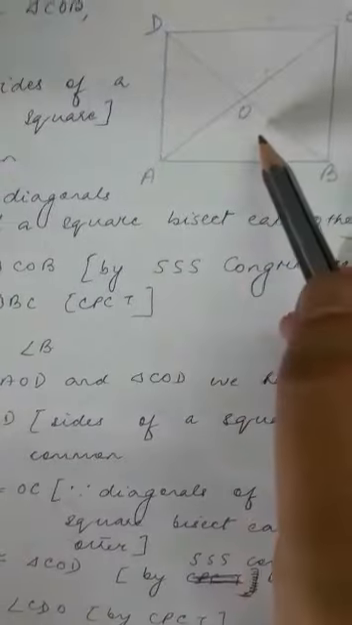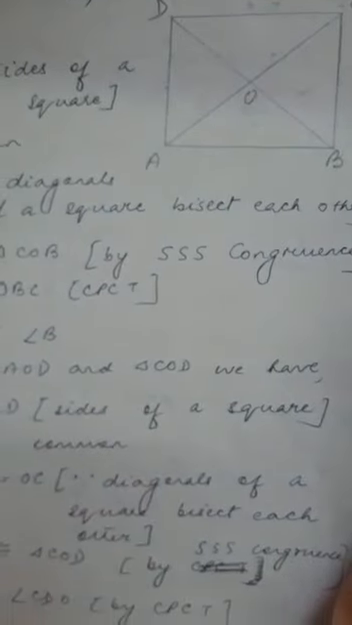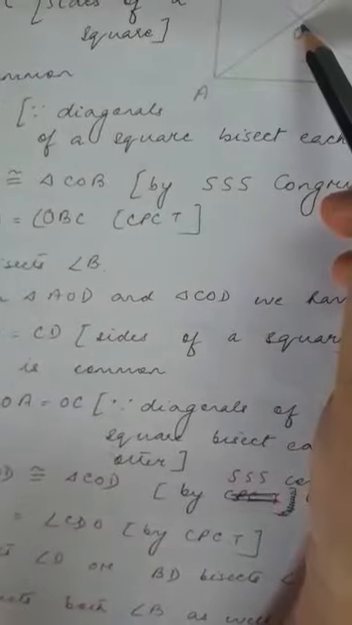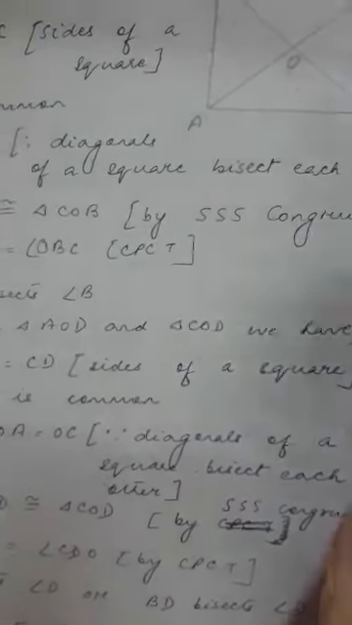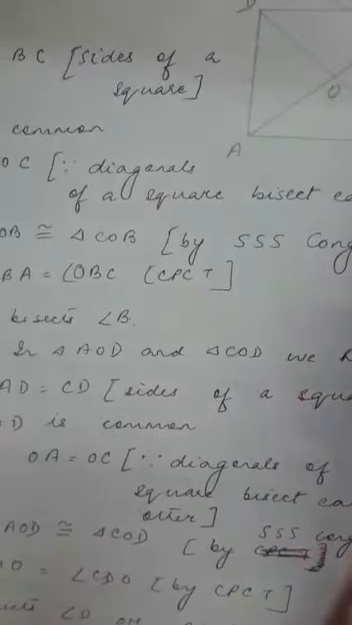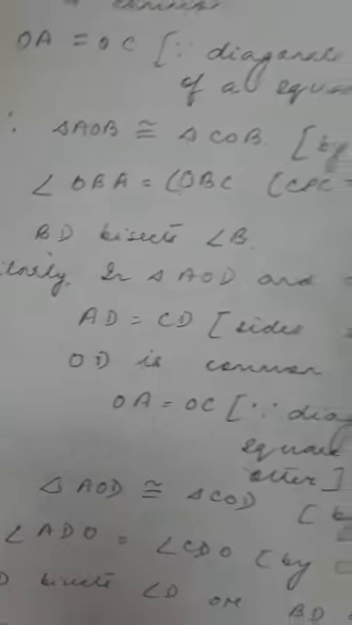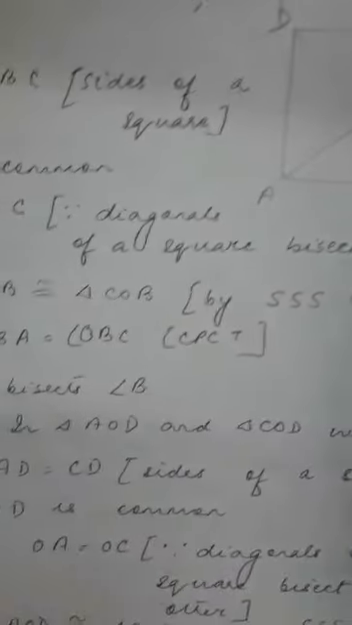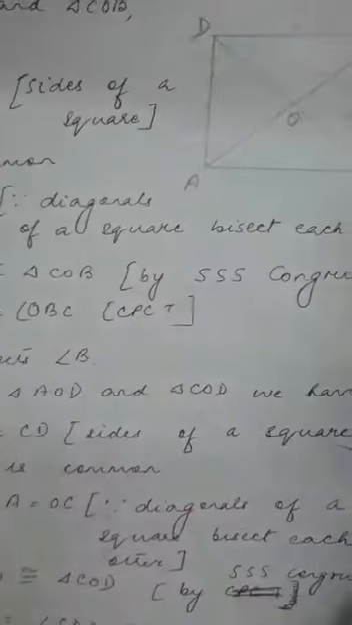Now, from these two triangles, OD is common. AD is equal to CD because they are the sides of the square, and since the diagonals bisect each other, OA will be equal to OC. So we can say that triangle AOD is congruent to triangle COD by SSS congruency. Therefore, ADO will be equal to CDO, CPCT. So we can say that OD bisects angle D, that is BD bisects angle D. So finally we can say that BD bisects angle B as well as angle D.